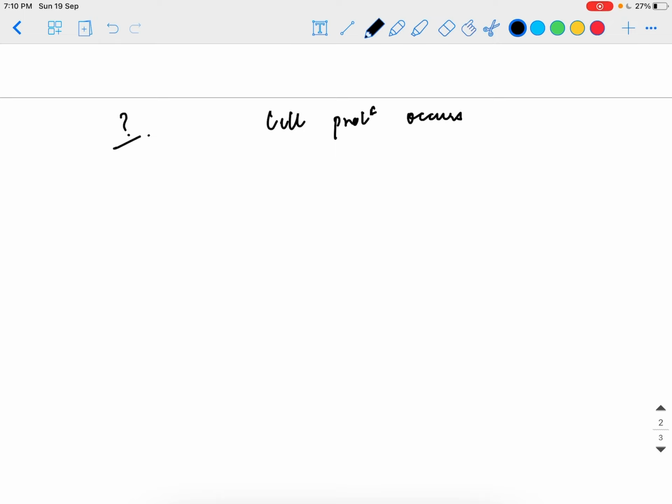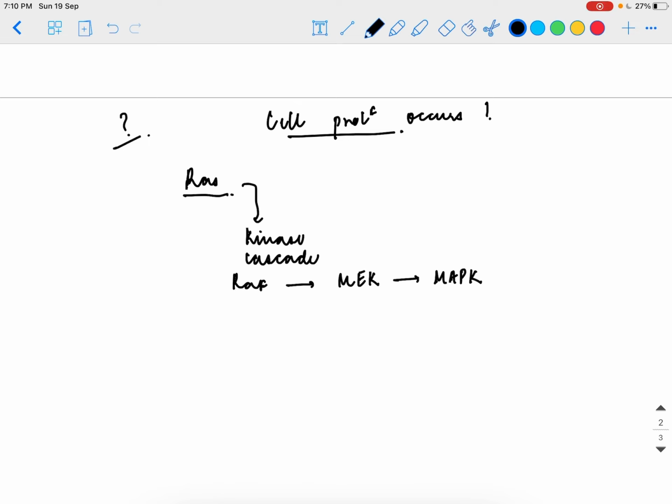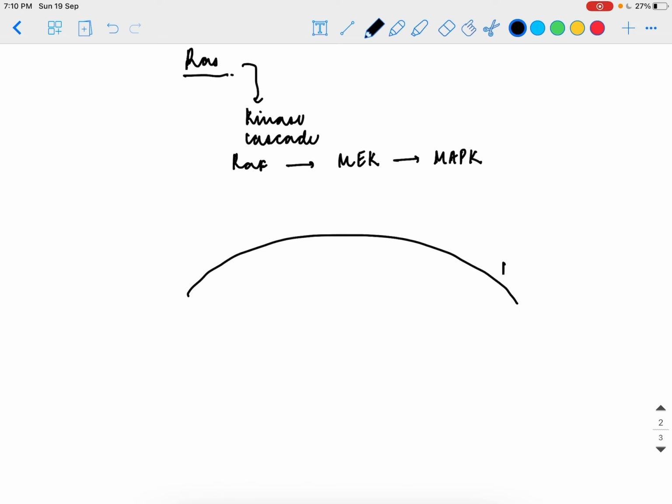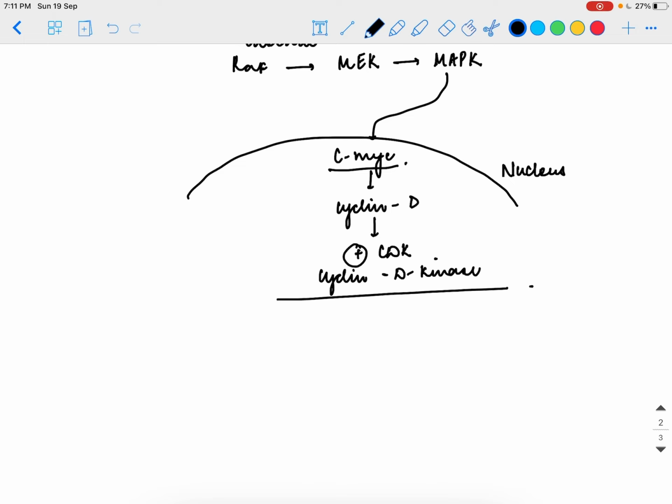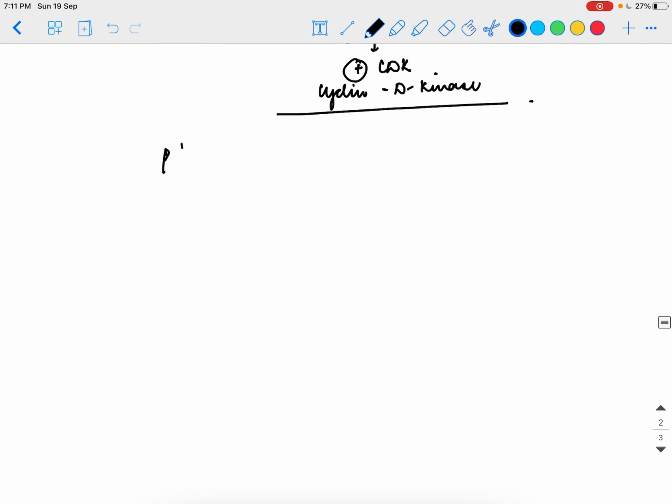How is cell proliferation controlled by other genes? First is the RAS oncoprotein. We know that the RAS oncogene makes the RAS oncoprotein. So how does proliferation occur? The RAS oncoprotein activates the kinase cascade, and this mitogen activated protein kinase activates the cellular MYC, which is again an oncoprotein, and it activates cyclin D in the nucleus. That activates the cyclin dependent kinase. So now cyclin D kinase is activated.